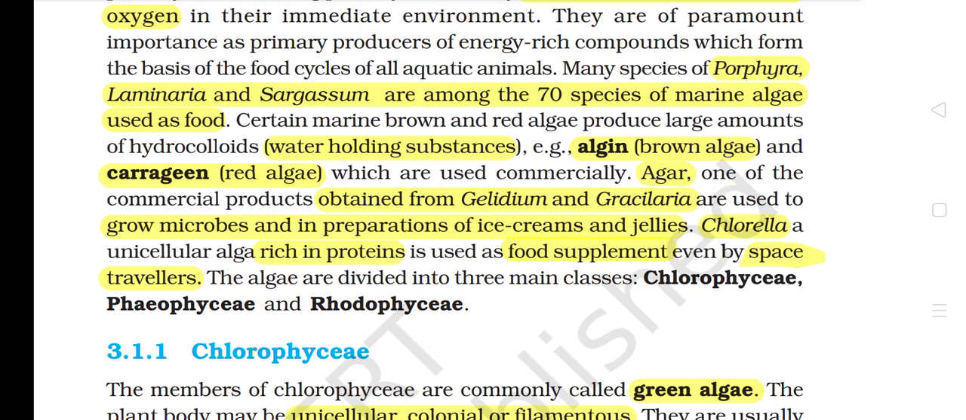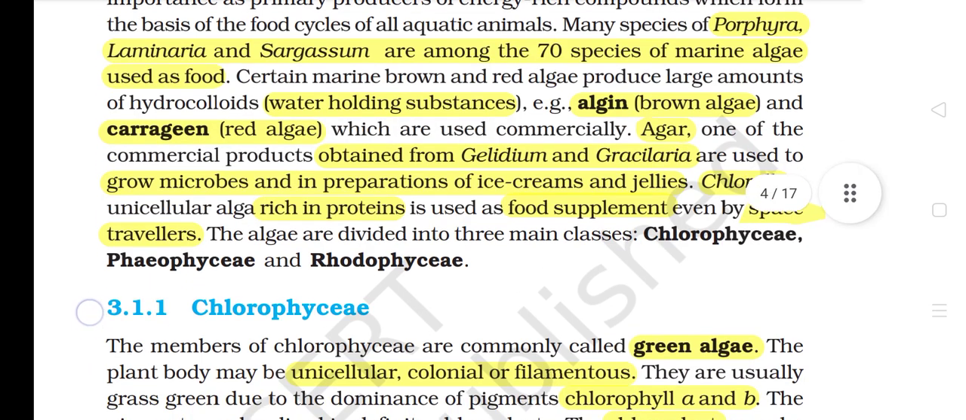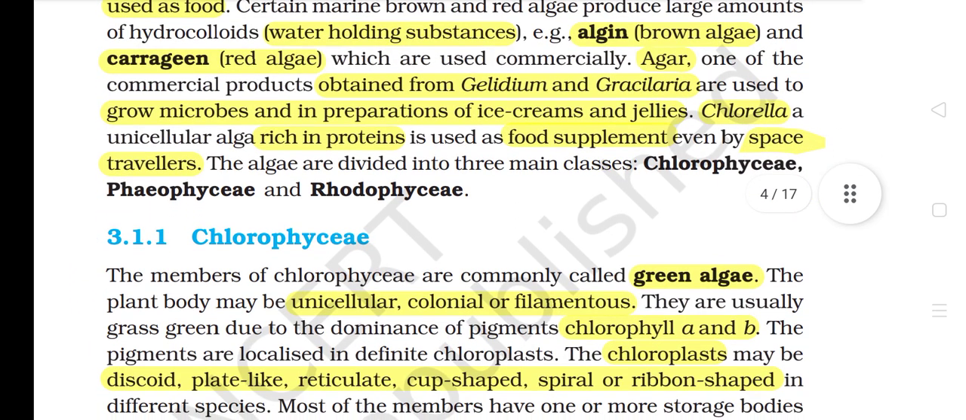Agar, one of the commercial products obtained from Gelidium and Gracilaria, is used to grow microbes and in preparations of ice creams and jellies. Chlorella, a unicellular alga rich in proteins, is used as food supplement even by space travelers. The algae are divided into three main classes: Chlorophyceae, Phaeophyceae, and Rhodophyceae.